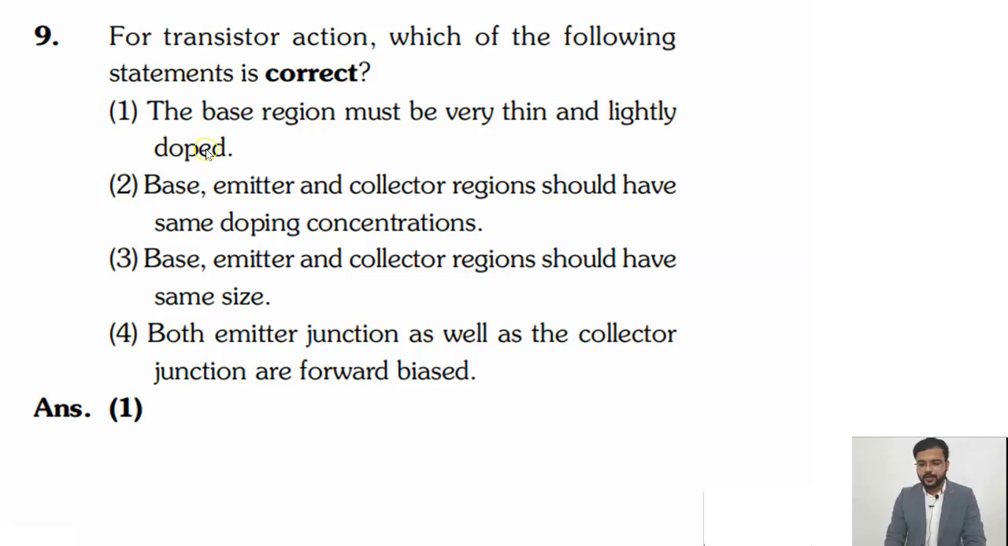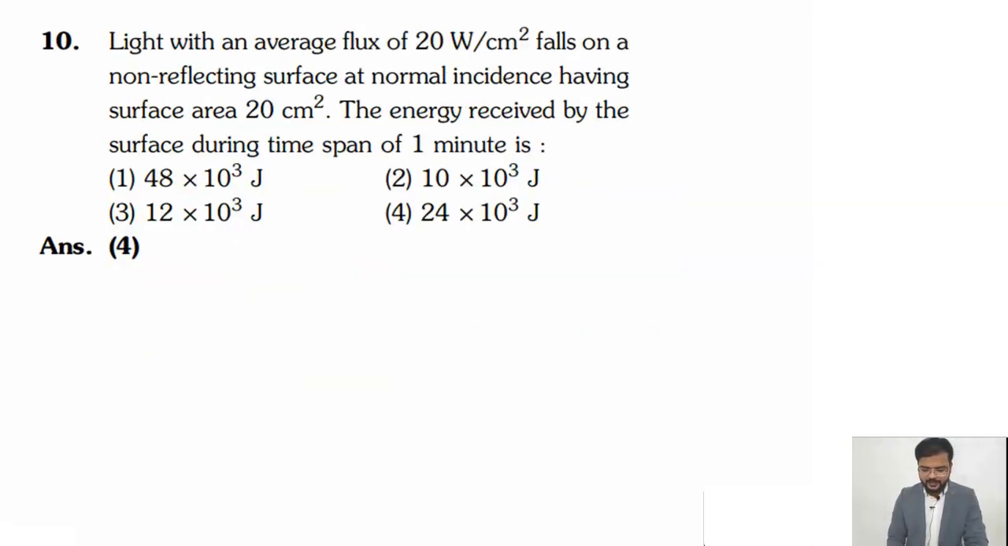So here option number 1 is correct: the base region must be very thin and lightly doped. Option number 2 is wrong, and 3 is also wrong. The statement that both the emitter junction and the collector junction are in forward bias is not a necessary condition, so that is also wrong. So here option number 1 is correct for this question. Okay, let's see the next question.